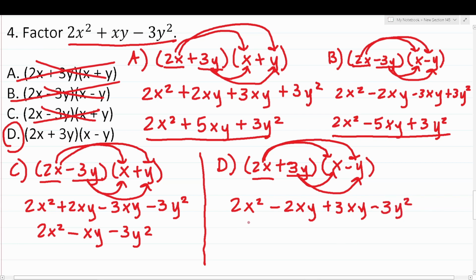Let's simplify this by combining like terms. We have 2x squared. Negative 2xy plus 3xy is simply just plus xy. And then we're left with negative 3y squared. Does this match? We have 2x squared plus xy minus 3y squared. So we just confirmed that that does in fact match. Therefore, we can confirm that D is the correct answer.